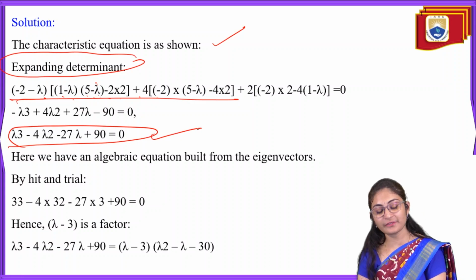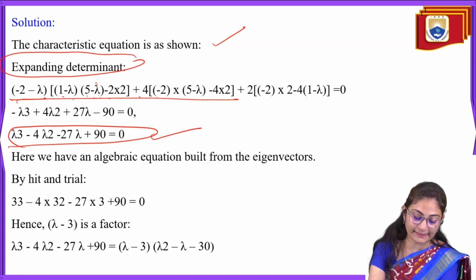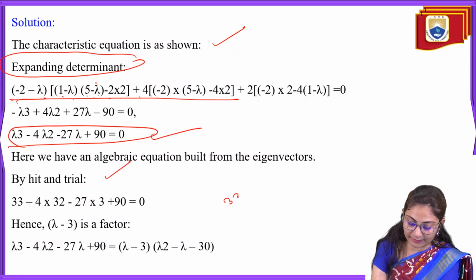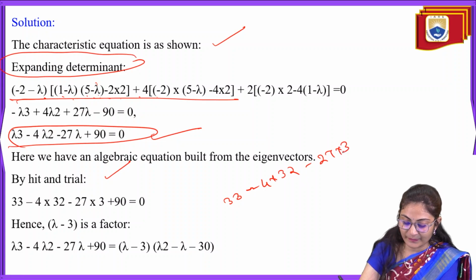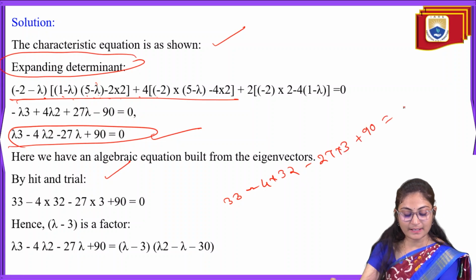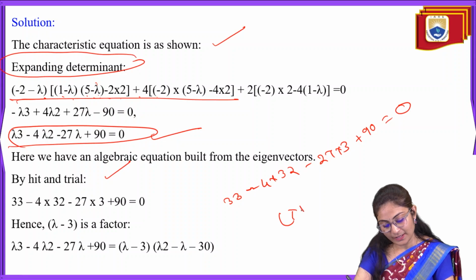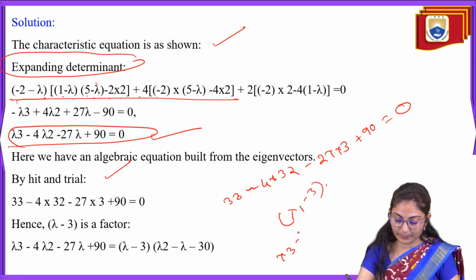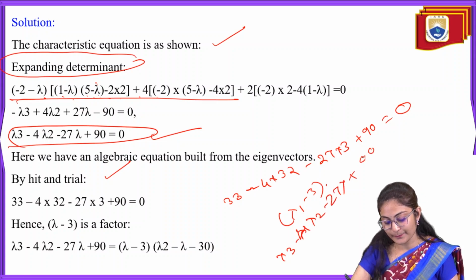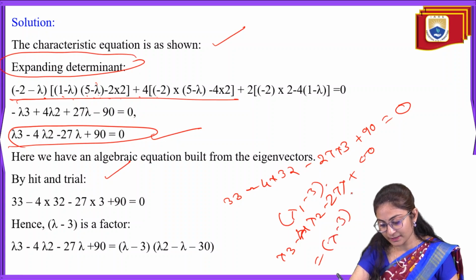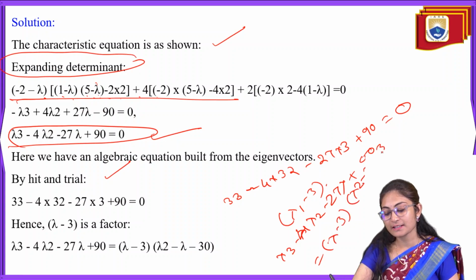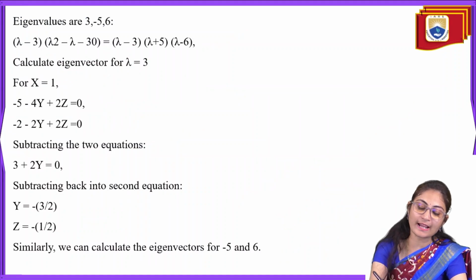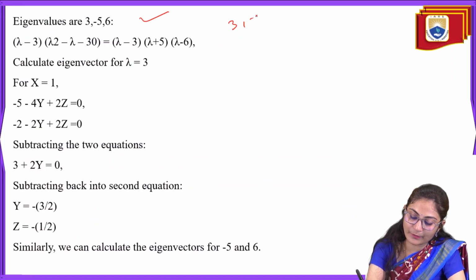So here is the algebraic equation built from the characteristic polynomial: delta cubed minus 4 delta squared minus 27 delta plus 90 is 0. Now we get that delta minus 3 is a factor. So delta minus 3 times (delta squared minus delta minus 30). Now the eigenvalues you have are 3, minus 5 and 6.